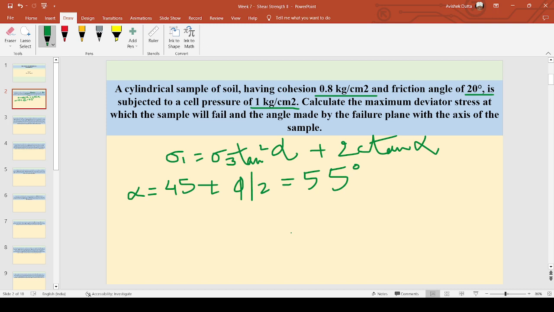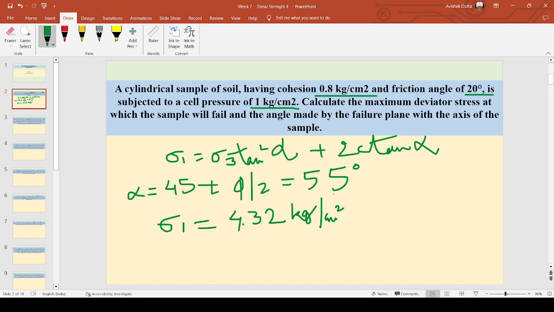Now, using this equation, you can find sigma 1, that is the total axial stress, equal to sigma 3, which is given as 1, into tan square alpha plus 2 into c into tan alpha. The value of sigma 1 we get as 4.32 kg per centimeter square.